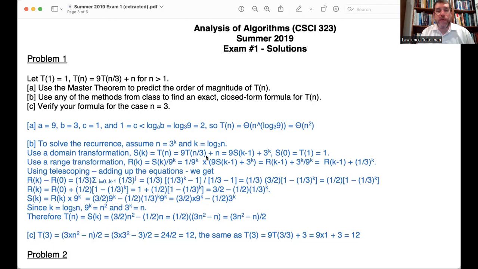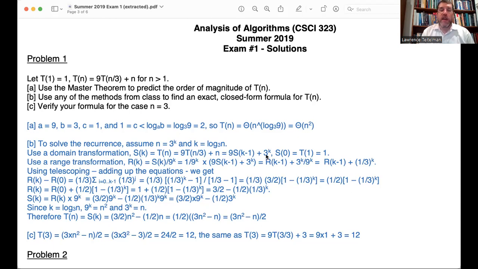I already explained to you before that if I take n equals 3 to the k and I divide by 3, I have n over 3 equal to 3 to the k over 3, which is 3 to the k minus 1. And if my function is in terms of k, that becomes k minus 1. I also replace the n with 3 to the k.